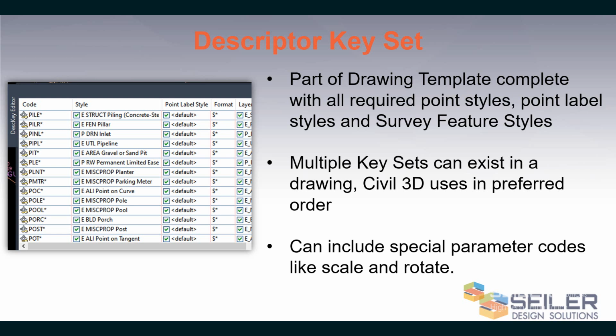It can include special parameter codes like scale and rotate. So we could take the second word in a description that could be a number and say, okay, we're going to take that number and apply a scale factor using whatever that number is. So maybe you have a tree code, say tree 4, then it's going to look at the tree code, put a tree symbol in the drawing, take that number 4, and if it's set up in the descriptor key, scale that tree up 4 times to represent different tree sizes based upon the inputted data.